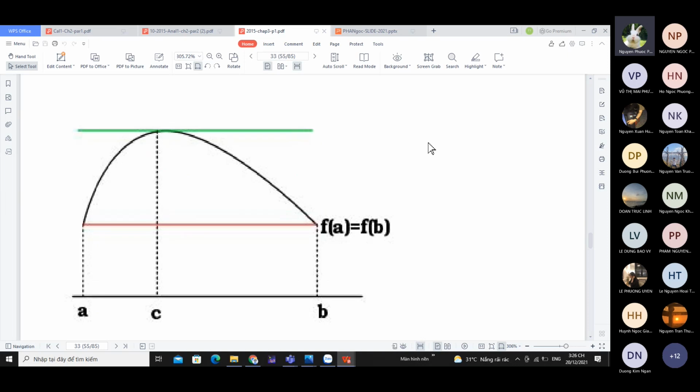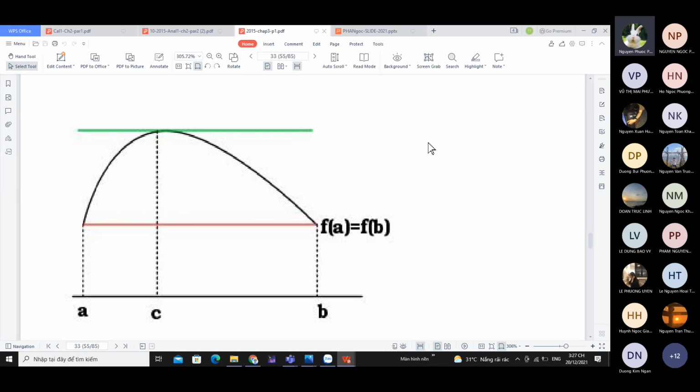The function f is continuous on the closed interval AB, and differentiable on the open interval AB. What does it mean? It means the tangent line to the graph of f at the point C, f(C), where C is greater than A and less than B, so C belongs to the open interval AB. Moreover, suppose that f(A) equals f(B). Then there is a number C such that f prime of C equals 0.